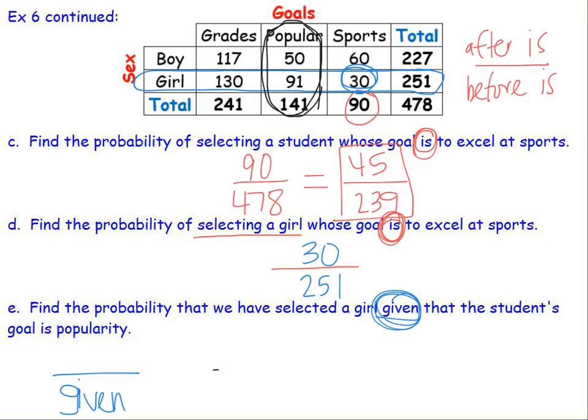So the given total for popular is 141. We want to find the probability that we've selected a girl out of that little bunch. So the girl total is 91. So 91 girls want to be popular out of all of the people that want to be popular. So when you hear the word given, the given is always the denominator. It's what we know ahead of time. So let's look at another example.